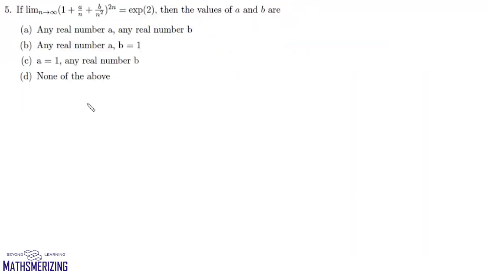Now question number 5 is, we are given this limit: as n tends to infinity, (1 + a/n + b/n²)^(2n) is equal to e². We need to find the value of a and b. Now this is the 1 to the power infinity form.